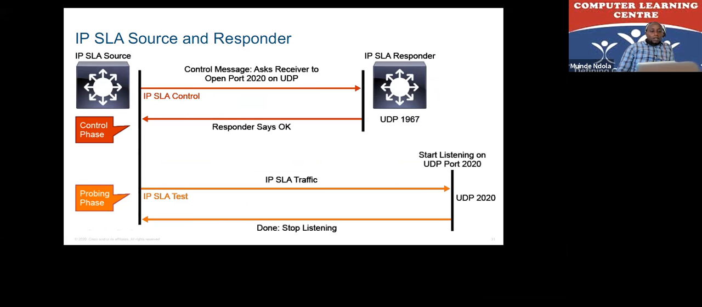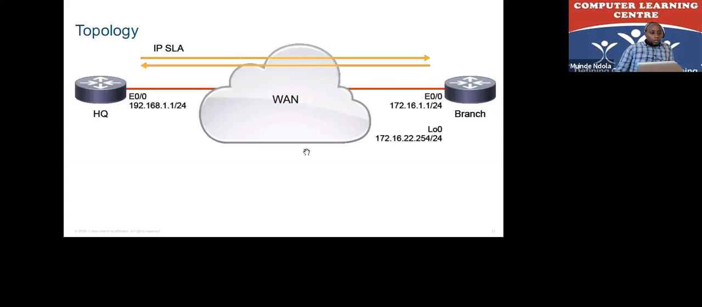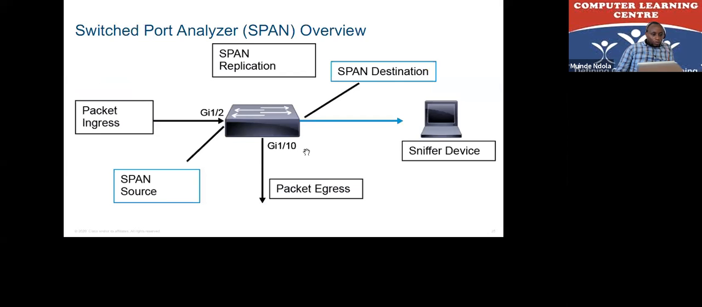But when you need to do jitter or packet loss, you need to have a device on the other end that is capable of responding with all the information that has been requested. Okay, so we have the IP SLA source and then the IP SLA responder. Cisco devices can be configured to act as an IP SLA responder. We're going to see how to do that configuration.